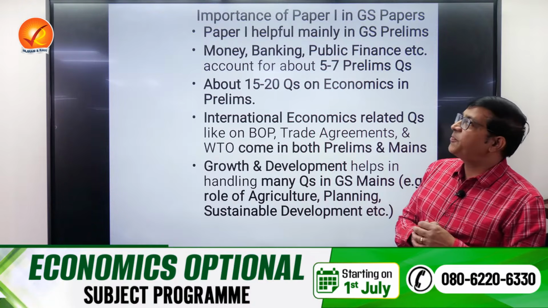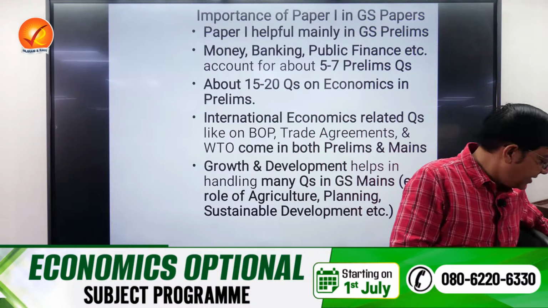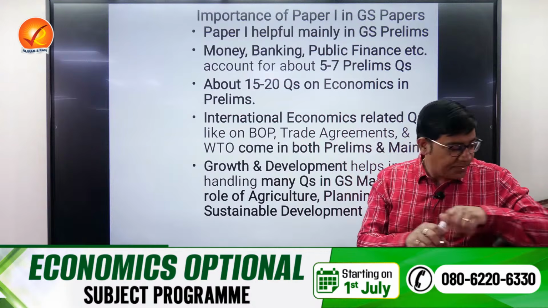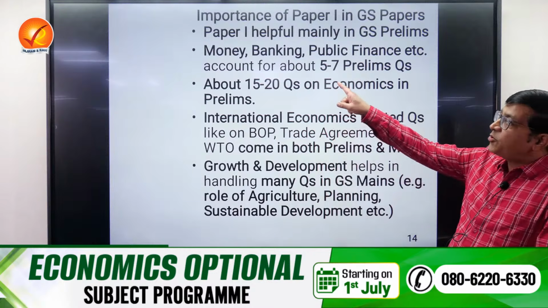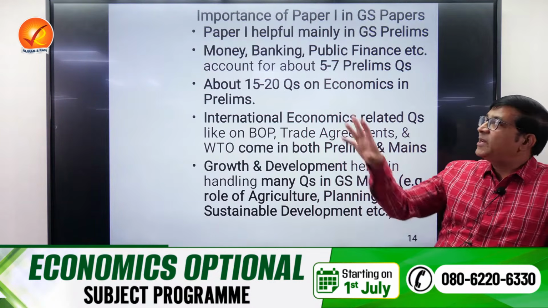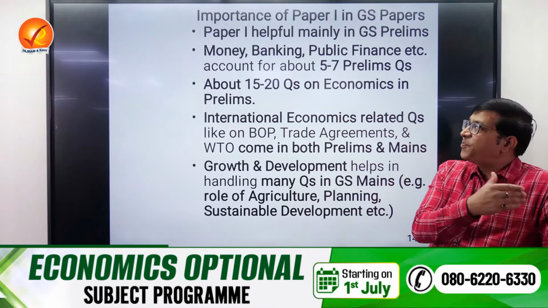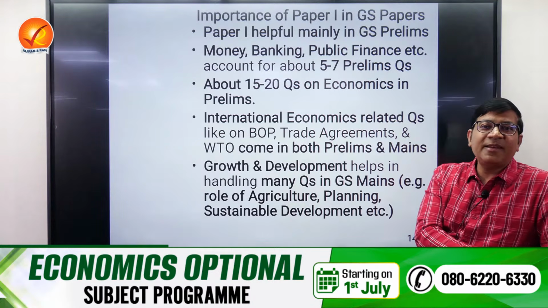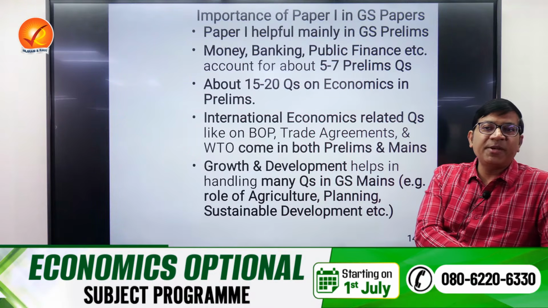One more thing about paper 1: how much it is needed in your GS part. I told you earlier that this should also be one of the criteria to choose your optional. As far as the prelims exam is concerned, some questions are always coming on money, banking, public finance. Money and banking is one of the most favorite areas of prelims question setters, despite multiple surprises in prelims every year. At least this I'm finding as a consistent trend: they ask anywhere between 5 to 7 questions related to money and banking.